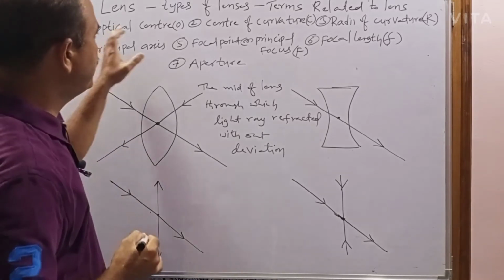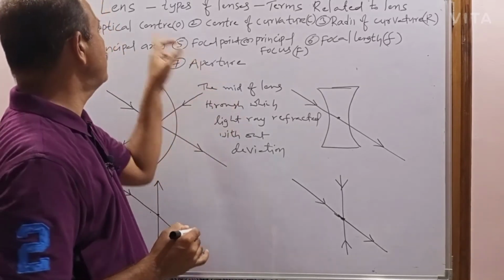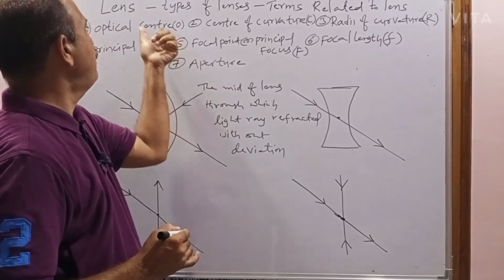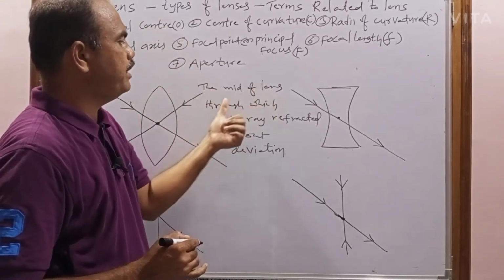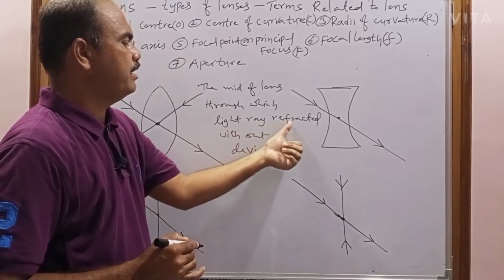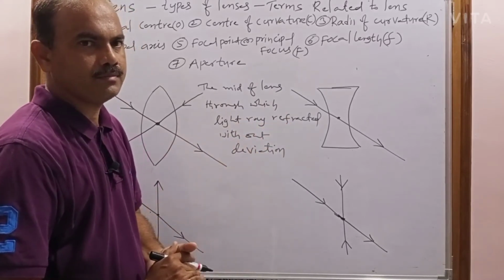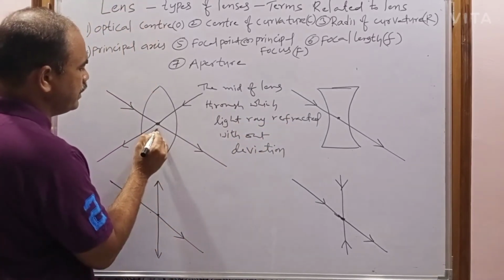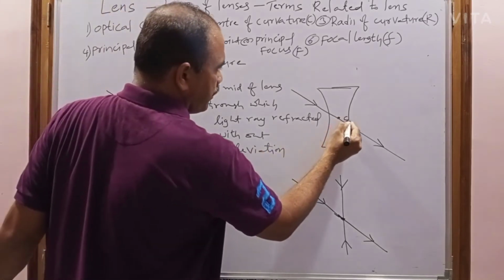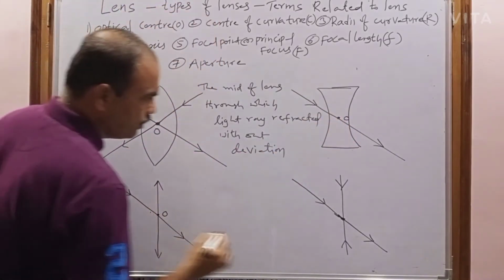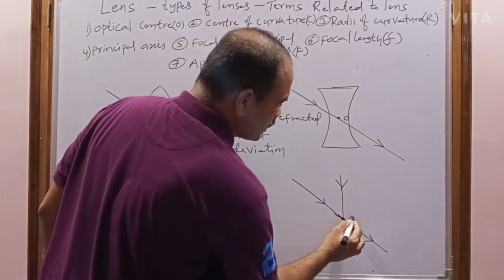So what is the optic center? The optical center of the lens is the midpoint of the lens through which the light ray is refracted without deviation. It is represented with the letter O. So this is about the optic center.